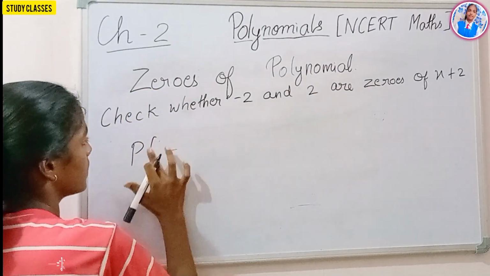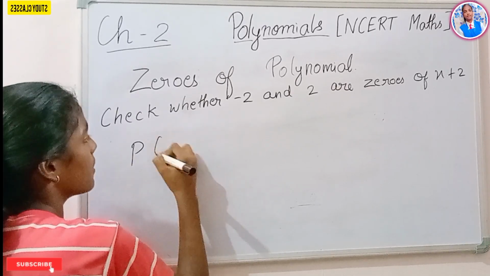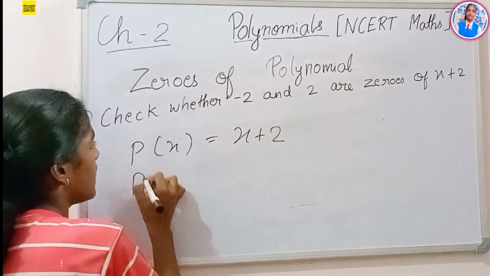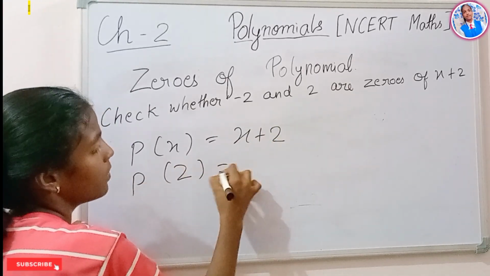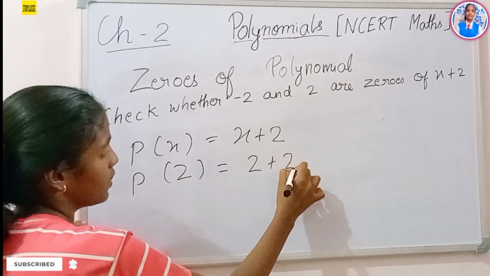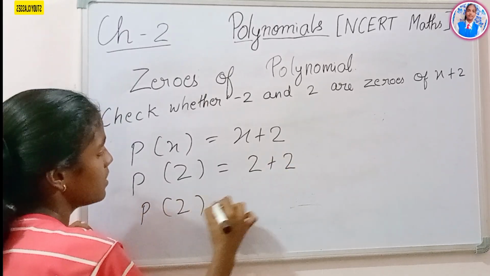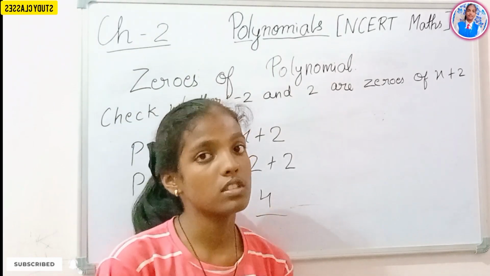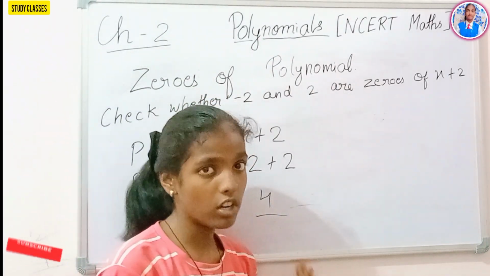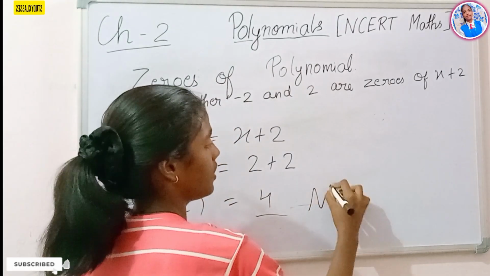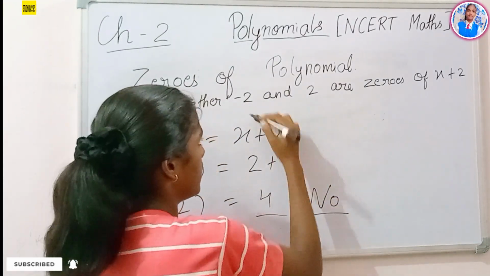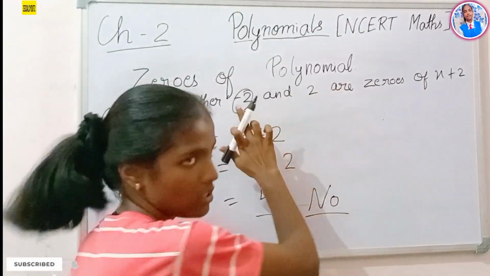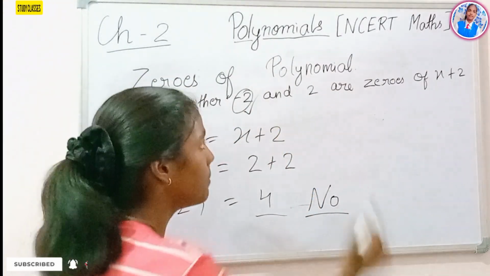p(2). We will take p(x) equal to x plus 2. Then in the place of x we will write 2. Wherever we find x, we will write 2. p(2) is equal to 4. So here we can clearly see that 2 plus 2 is equal to 4 and we have got 4. So this is not the zero of the given polynomial. -2 is the zero of the given polynomial, but 2 is not.